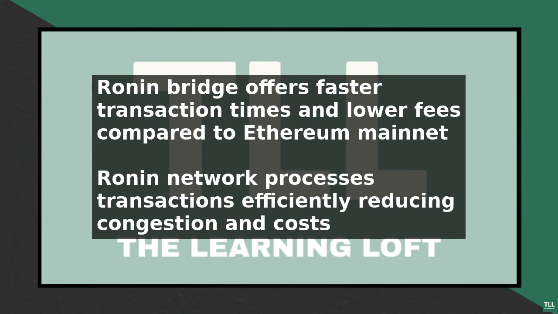Using the Ronin bridge offers several benefits, including faster transaction times and lower fees compared to the Ethereum mainnet. This is because the Ronin network is designed to process transactions more efficiently, reducing congestion and costs. Additionally, the Ronin bridge provides a more secure experience, as it utilizes a proof of authority consensus algorithm, which is more resistant to 51% attacks.